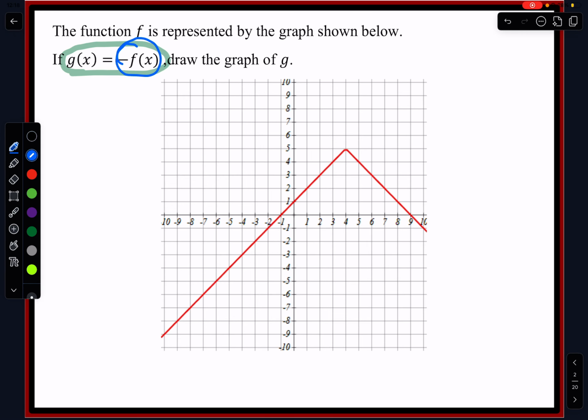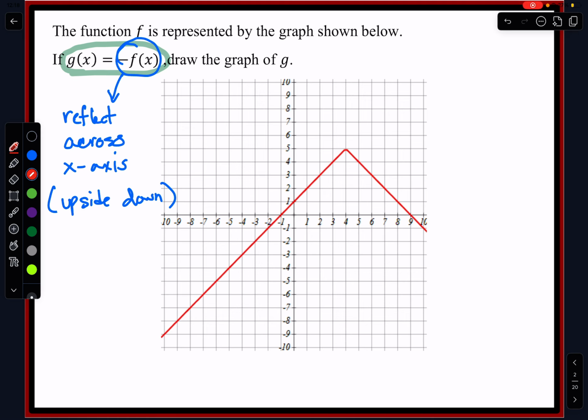Well, this notation means that we want to multiply f of x by a negative sign, which is going to result in a reflection across the x-axis, which means that you're simply going to put this thing upside down. So instead of this absolute value, which is what this is, opening downwards, it's going to open upwards. So we're going to create an upside down image of this thing.